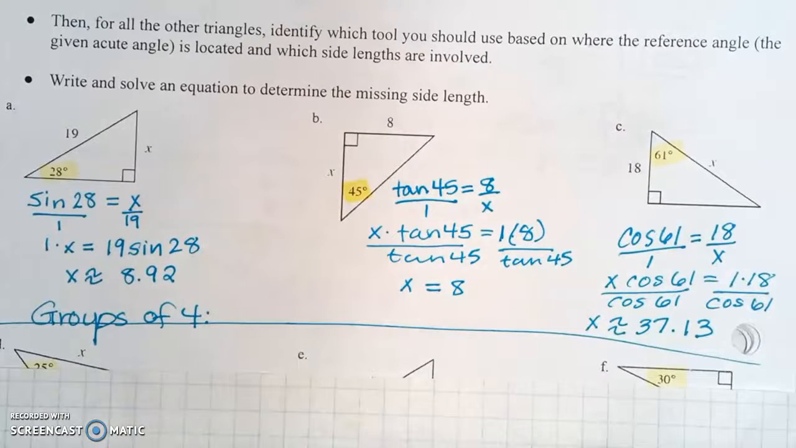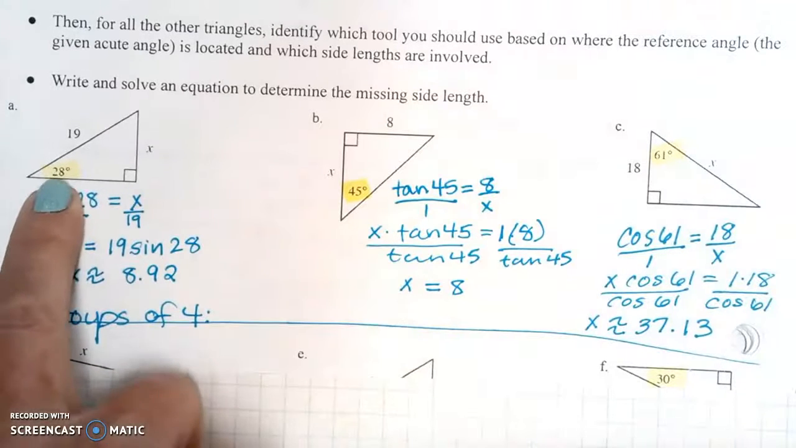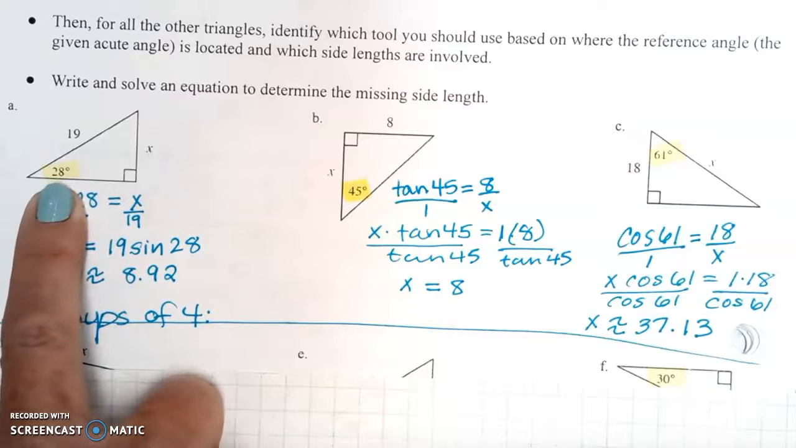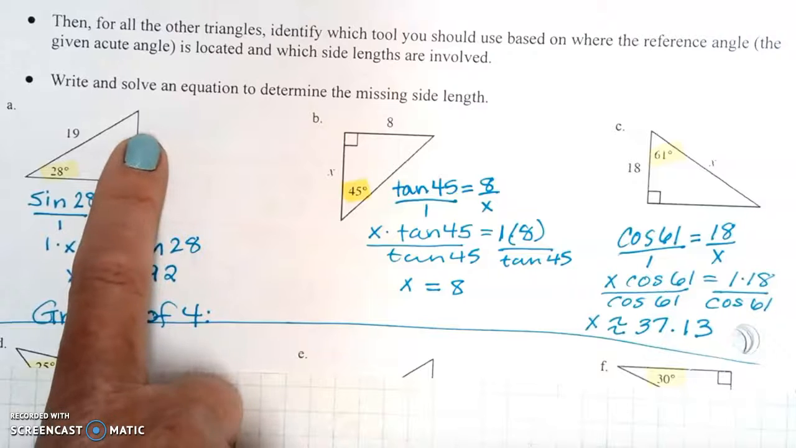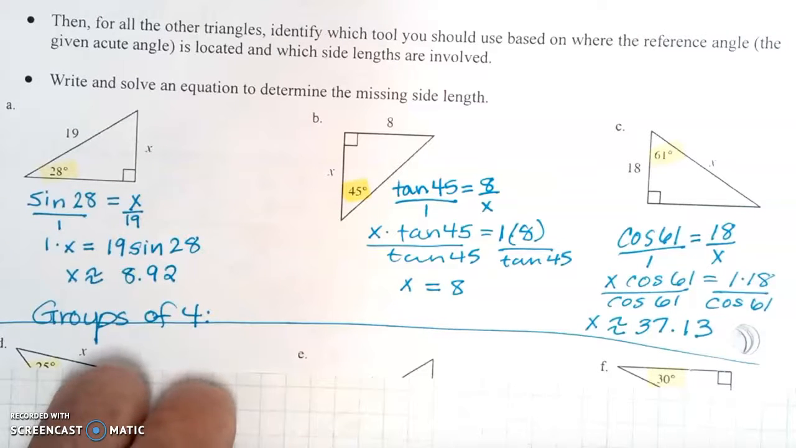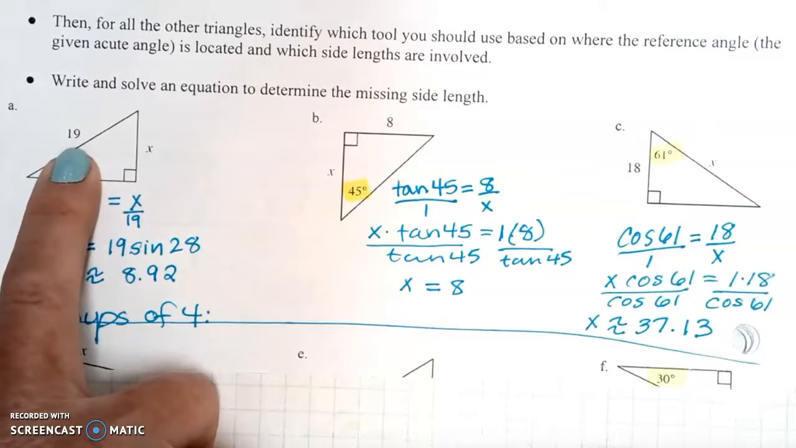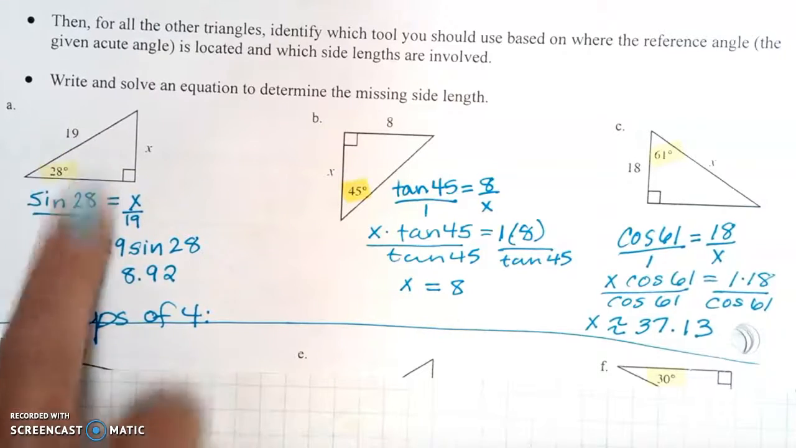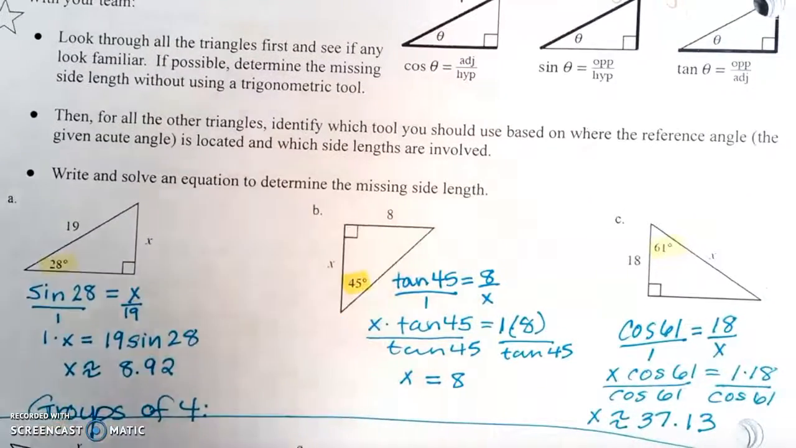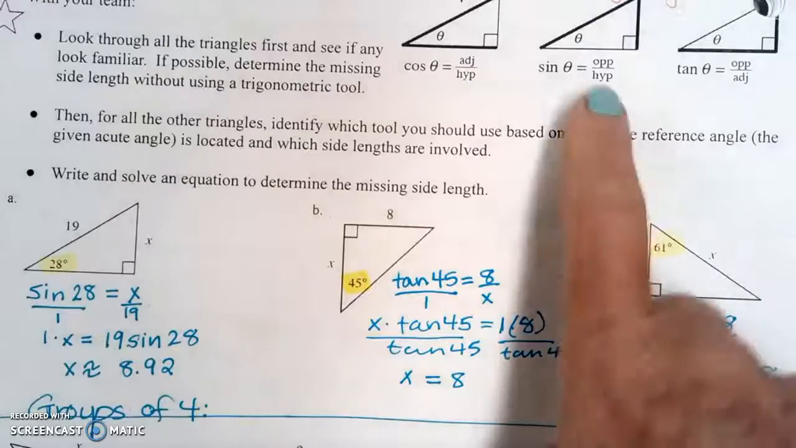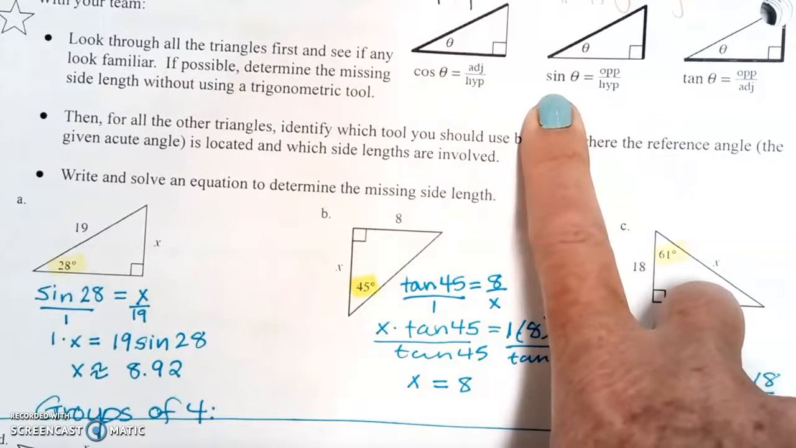All right, so let's look at A. The first thing you want to do is take your highlighter and highlight the angle measure given, which is 28 degrees, okay? Then from the 28 degrees, you want to see what the two side measures that they give you are. So this x over here is opposite. So write an O near the x. Then the side labeled 19 is the hypotenuse. So write an H near the 19. Then you go back up to the top and you look for the trig function that uses opposite and hypotenuse. Opposite and hypotenuse is sine.